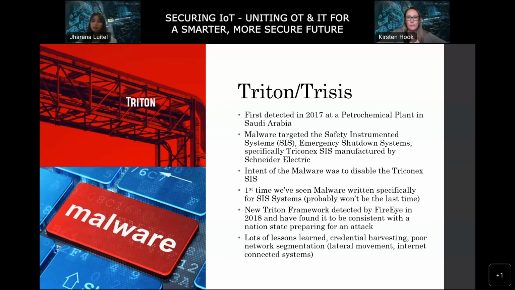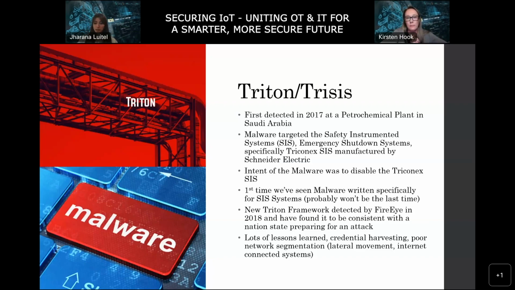So the reason why this hack was so important is that targeting safety instrumented equipment specifically represents a more dangerous escalation within computer network attacks. The potential impact includes not only equipment damage, but also potentially loss of life. In 2018, FireEye detected a new Triton framework that they believed is consistent with a nation state preparing for an attack. This just goes to show that the threat of cyber attacks on critical infrastructure is very real.